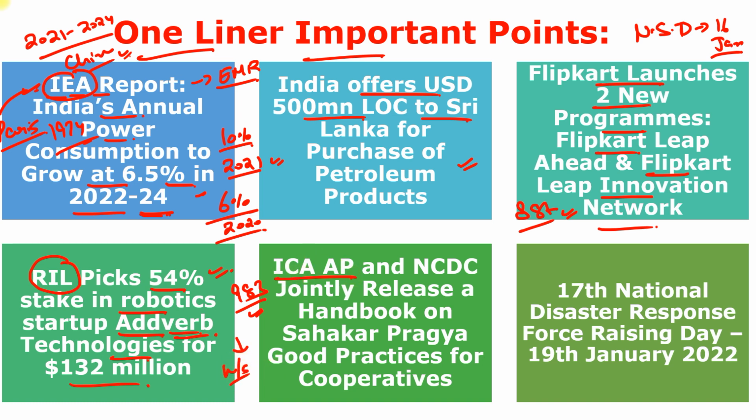Next, ICAAP and NCDC. Two organizations are basically there. One is International Cooperative Alliance Asia and the Pacific, and second is NCDC, which stands for National Cooperative Development Corporation. They jointly released a handbook on the Sahakar Pragya good practices for the cooperatives. Not important, it is just a compendium of the guidelines, resources, methodology, key learning, case studies of the best performing cooperatives in India and abroad, along with the outcomes and the impact. So it will serve as an action plan to help entities to become self-reliant, competitive and successful. Not important, just read this line.